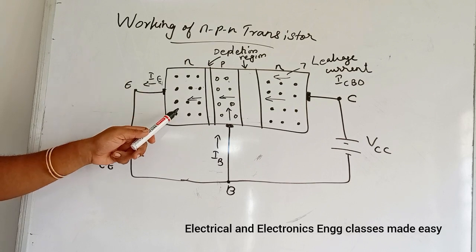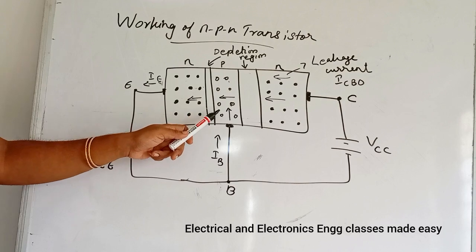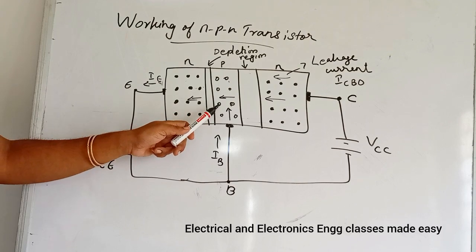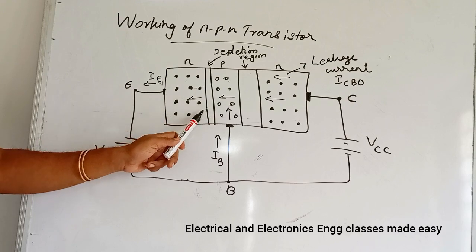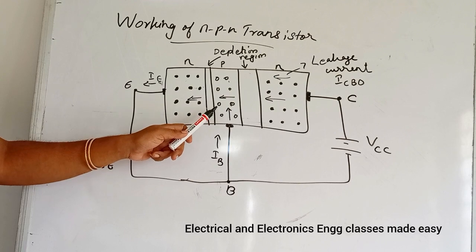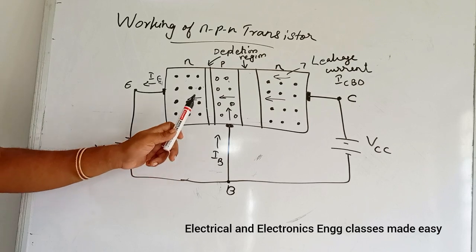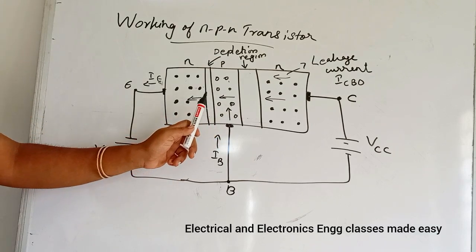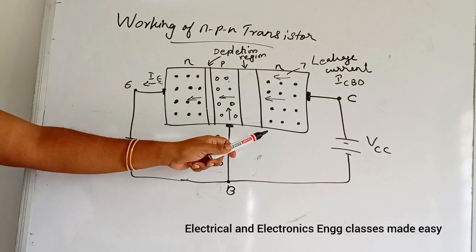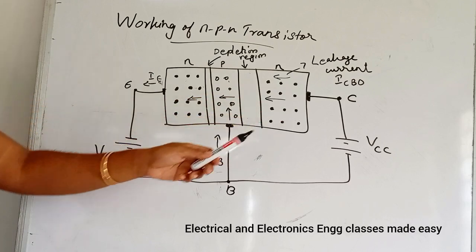As these electrons flow through the p-type base, they tend to combine with the holes. As the base is lightly doped and very thin, only a few electrons combine with the holes to form the base current IB. And the remaining electrons cross over into the collector region to constitute the collector current IC.